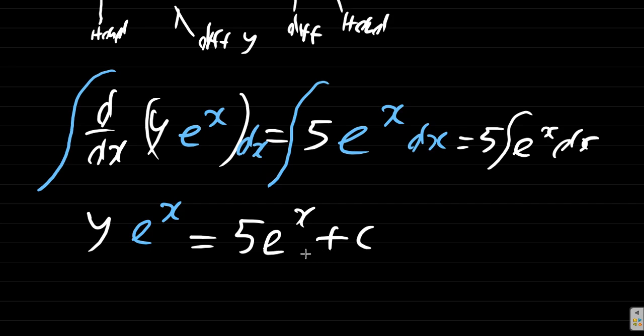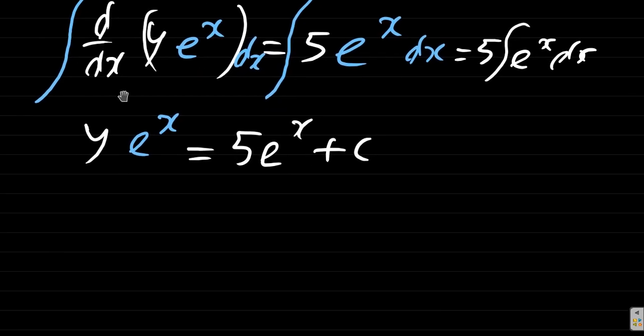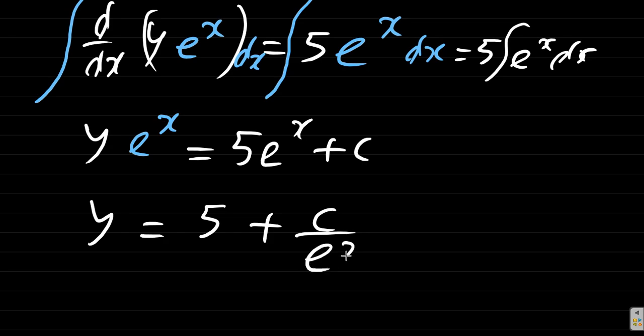Now, let's find out what y is. So when we divide both sides by e to the x, we get y is equal to 5 plus c divided by e to the x. That's what we get when we divide both sides by e to the x.